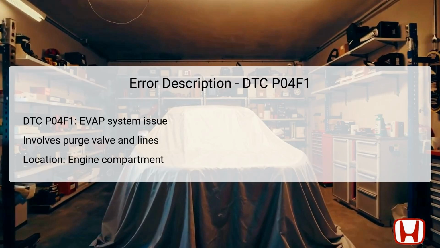The DTC P04F1 indicates a malfunction in the evaporative emission control (EVAP) system that is linked to low purge flow detection. The main components impacted include the EVAP canister, which stores fuel vapors, the purge valve, responsible for controlling vapor flow, and the FTP sensor that monitors vacuum levels. These components are typically located in the engine compartment, with the canister usually placed near the fuel tank area. When the purge valve opens, it allows the stored vapors to enter the engine for combustion.